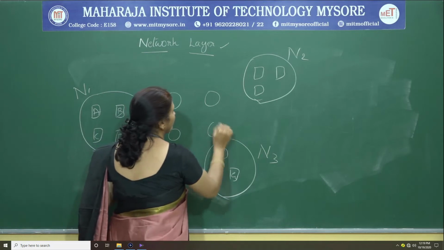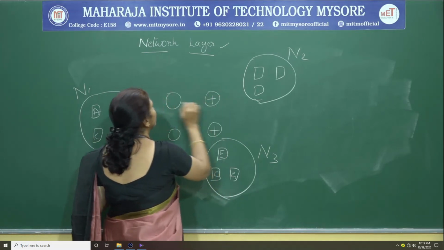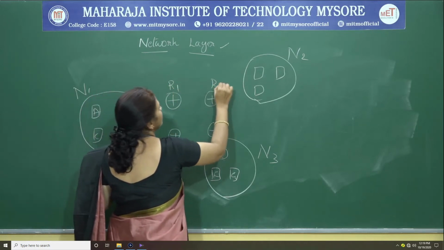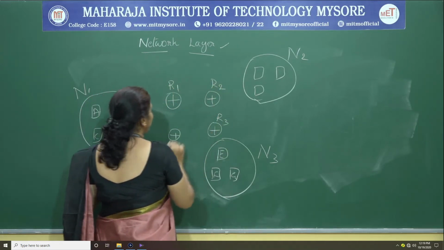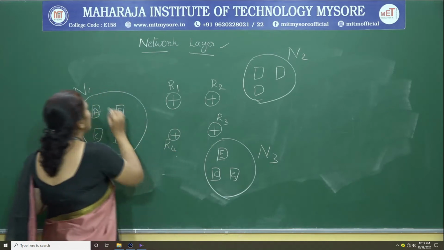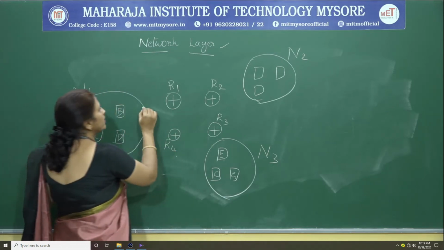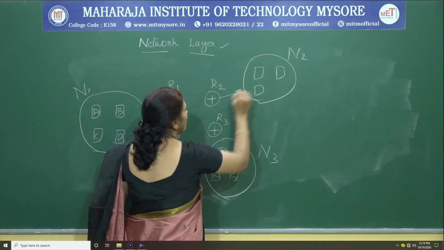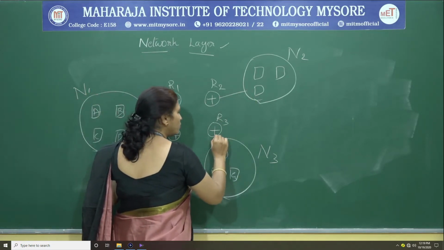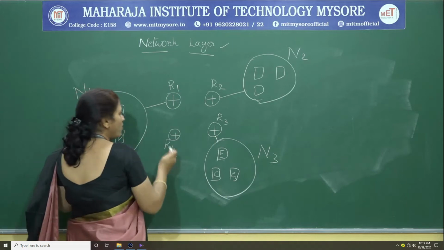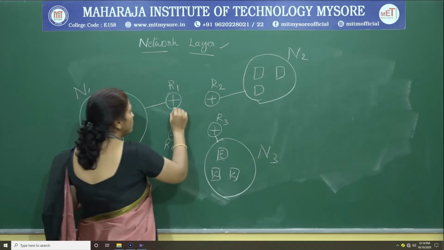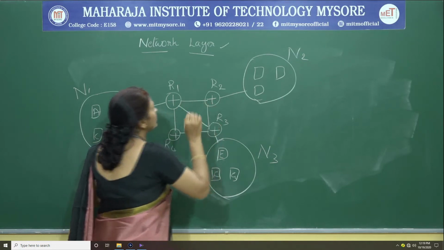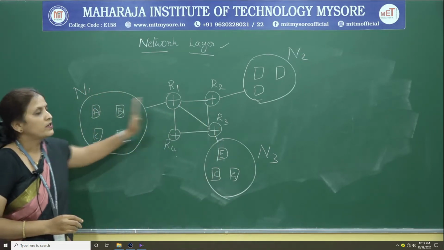Routers are represented like this. Let these be R1, R2, R3 and R4. Network N1 is connected through R1 and N2 is connected to R2. We have R3 connected to network N3 and R4 connected to some other network. For the time being, we will have this much. So this is how it is connected.